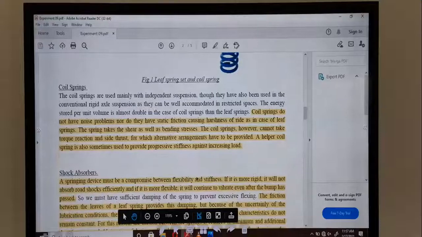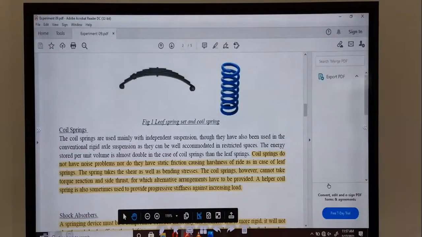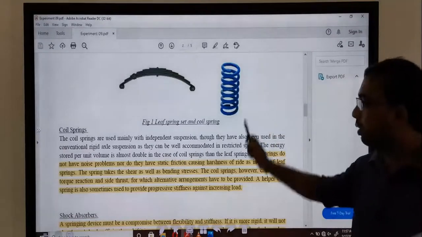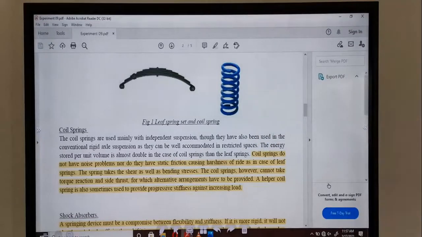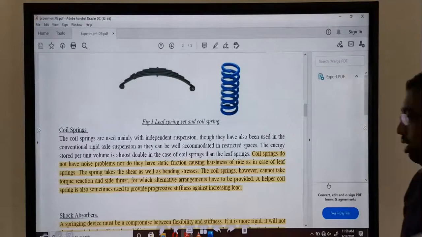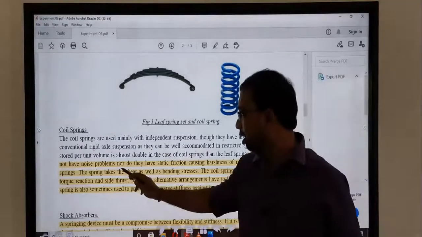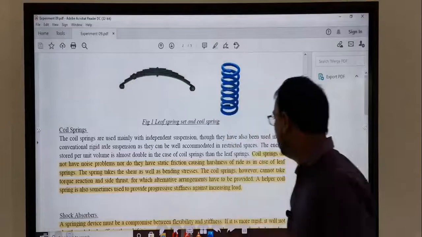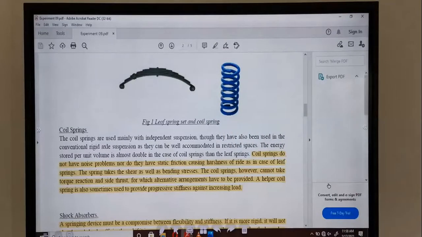So next we get to the next part, coil springs. What are coil springs? Coil spring means there is only a coil spring. Coil springs do not have noise problems, or the static friction causing harshness. Not okay, opposite meaning. So coil springs do not have noise problems.